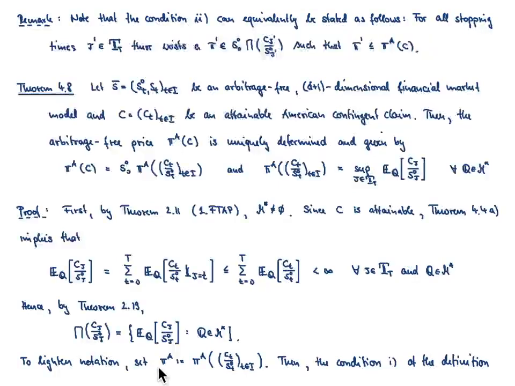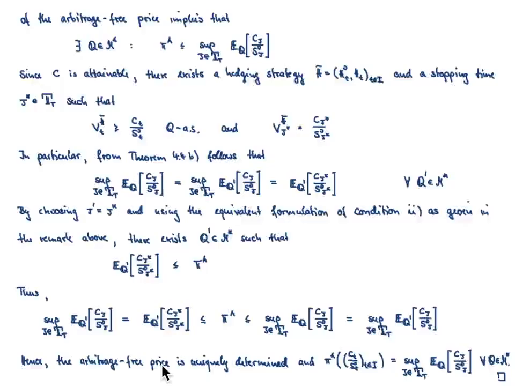And to simplify notation, let me simply abbreviate the discounted arbitrage-free price of the American contingent claim by π^A in the sequel. So what should we check now? We should check two things. We should see what consequences condition 1 has on π^A, and as well condition 2. So let's start with the first condition.